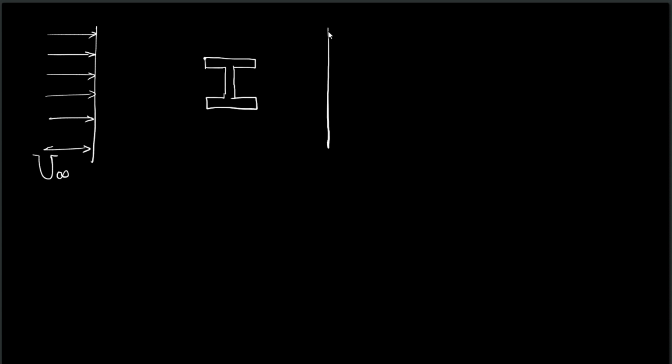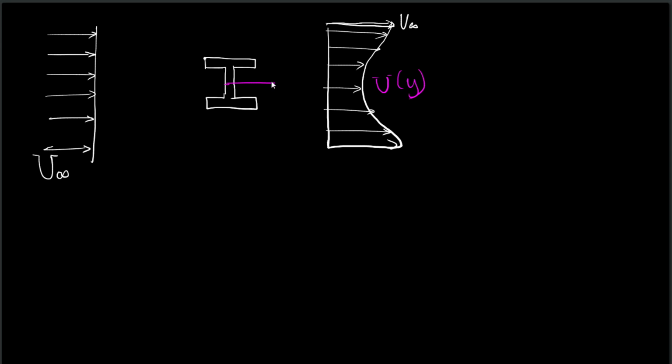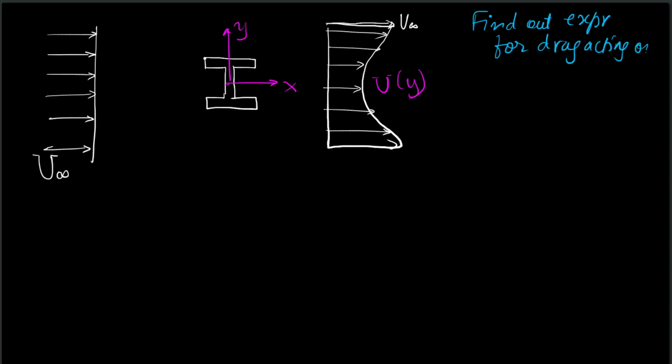So lastly, we say that the velocity profile at the exit looks something like this. Because of the presence of the rod, the velocity over here is reduced, and very far from this, the velocity is once again u infinity. So this profile is u as a function of y. This is the x direction and this is the y direction. So the question is, find out an expression for the drag acting on the body.